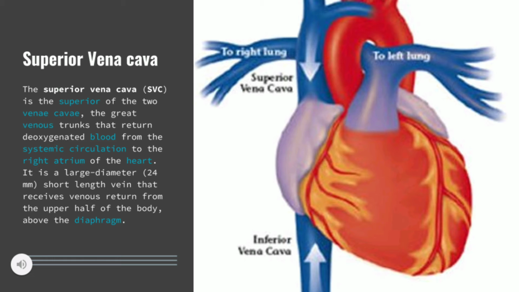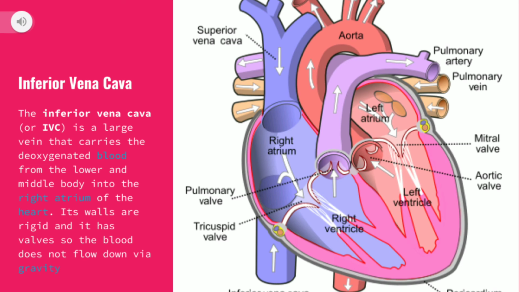This next slide is about superior vena cava. So what is superior vena cava? The superior vena cava, also called SVC, is the superior of the two vena cavae, the great venous trunks that return deoxygenated blood from the systemic circulation to the right atrium of the heart. It is a large diameter, short length vein that receives venous return from the upper half of the body above the diaphragm.